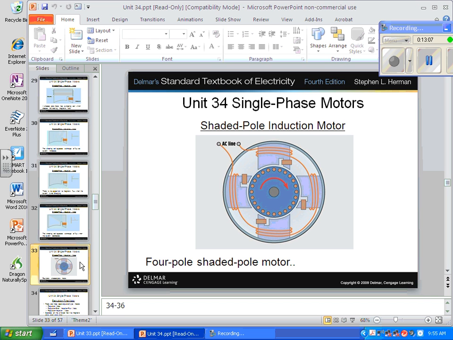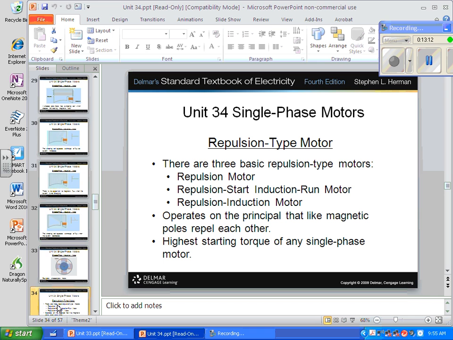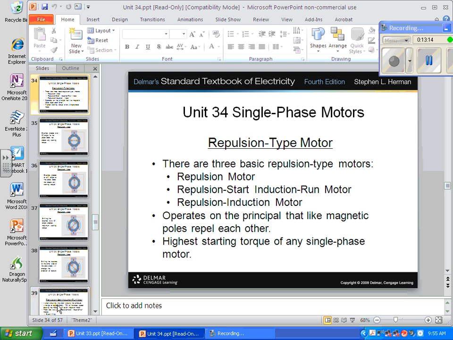We don't have, I don't think we have 4-pole shaded pole motors, but that's okay. That's just our lab. A repulsion motor, 3-phase attached repulsion motors.